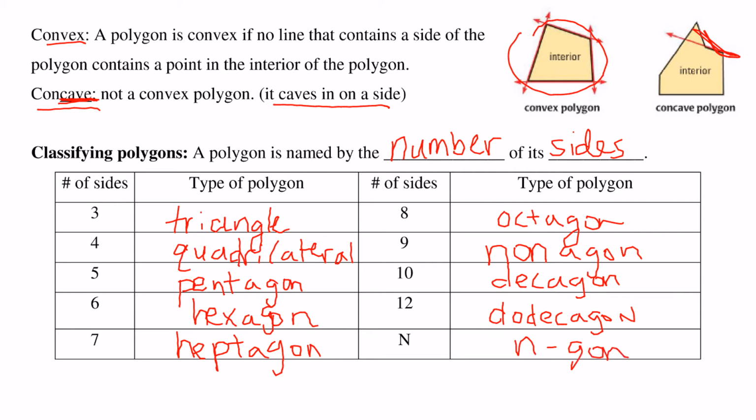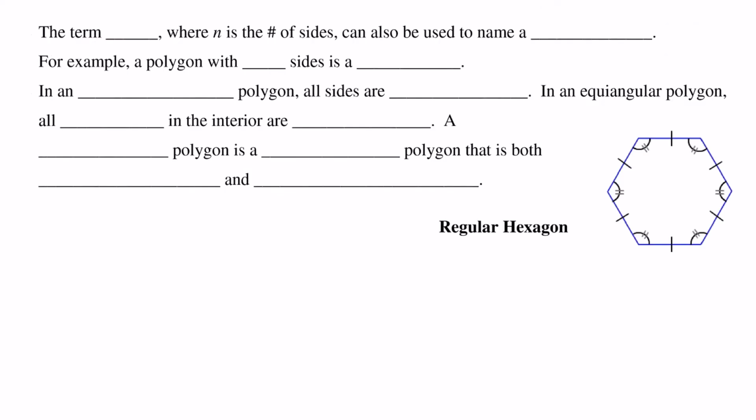So going off that last part on the chart, the term n-gon is where n is the number of sides, so it can also be used to label a polygon. And for example, a polygon with, let's say, like 15 sides would be a 15-gon, and that's literally how you would write it on your paper and you classify it.